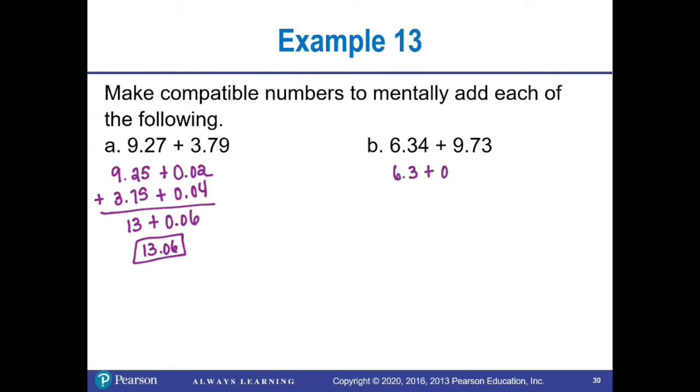6.34 I can think about as 6.3 plus 0.04. And 9.73 I can think about as 9.7 plus 0.03. I chose the 6.3 and the 9.7 because my decimal places here make a whole, so these are compatible numbers. And then I add 6 plus 9 is 15, plus the whole from the decimal place makes 16, and 0.04 plus 0.03 is 0.07. And so my final answer is 16.07.